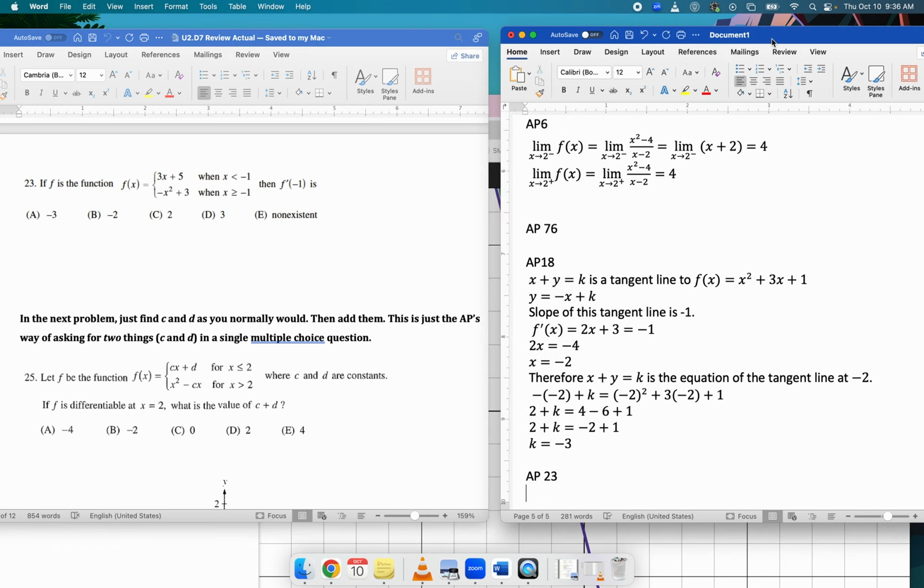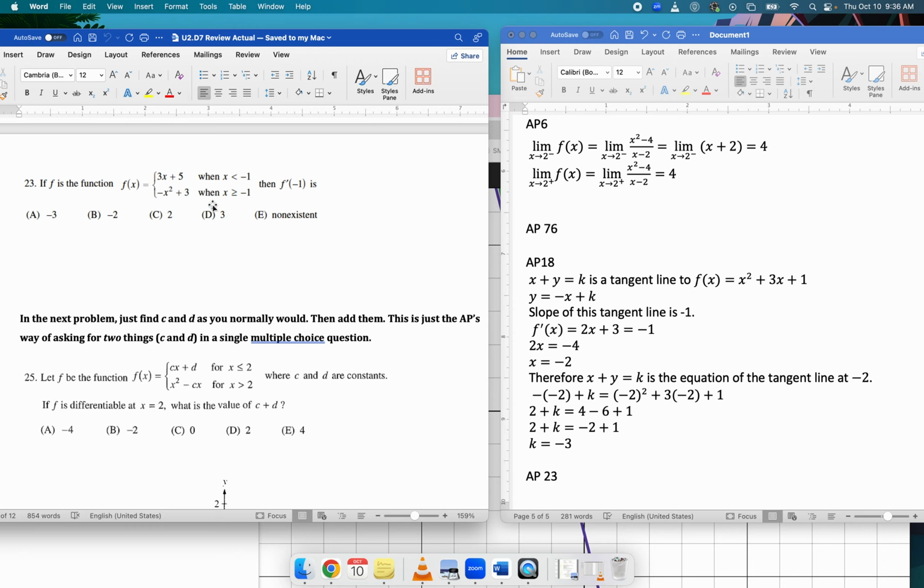If I plug -1 into the left piece, I get -3 plus 5, which is 2. If I plug -1 into this piece, I also get 2. So it's continuous at -1.